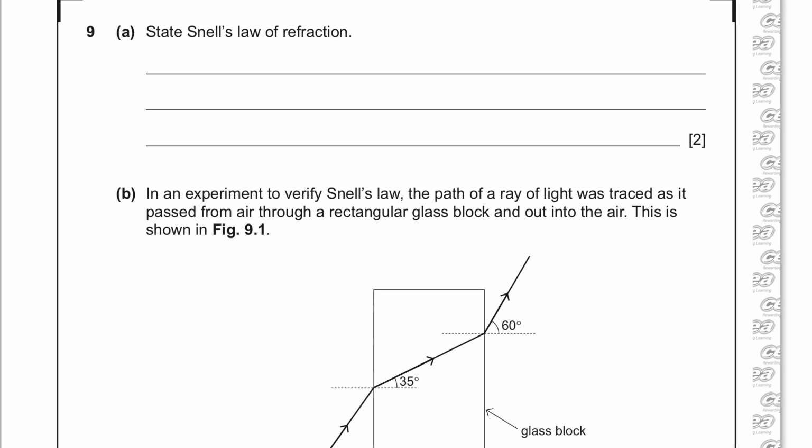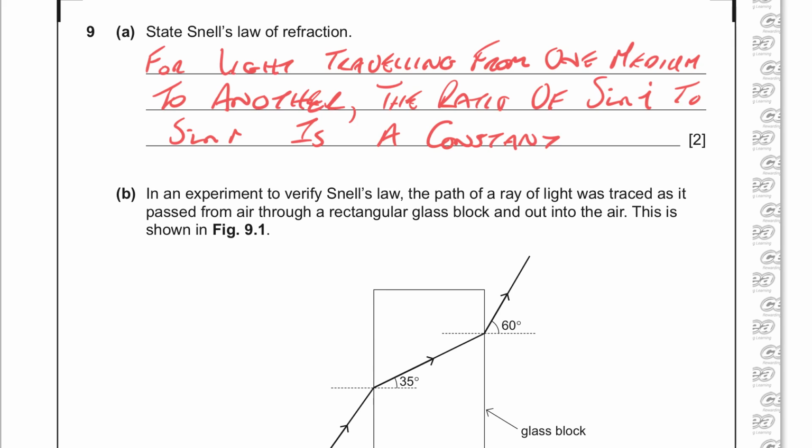Question 9. Part A. State Snell's law of refraction. Okay, so this is the old sine i over sine r thing. So when we state that in words, we say, for light going from one material to another, the ratio of sine i to sine r is a constant. Something along those lines.